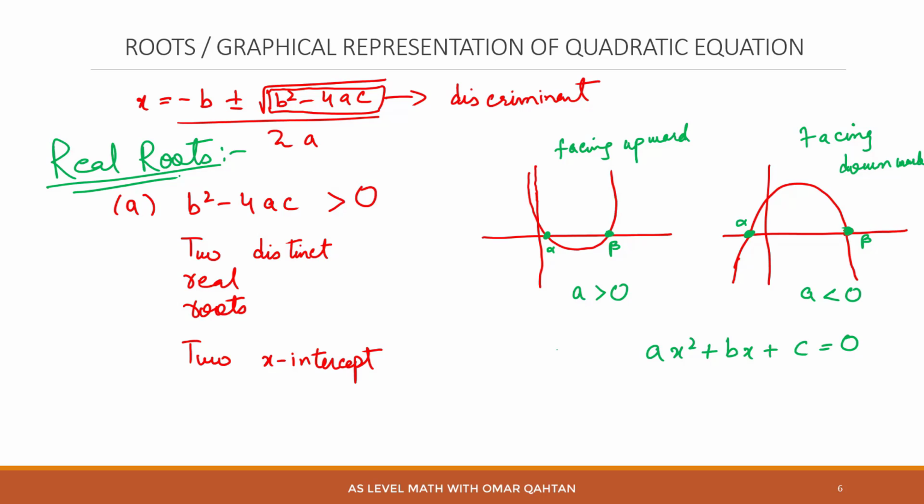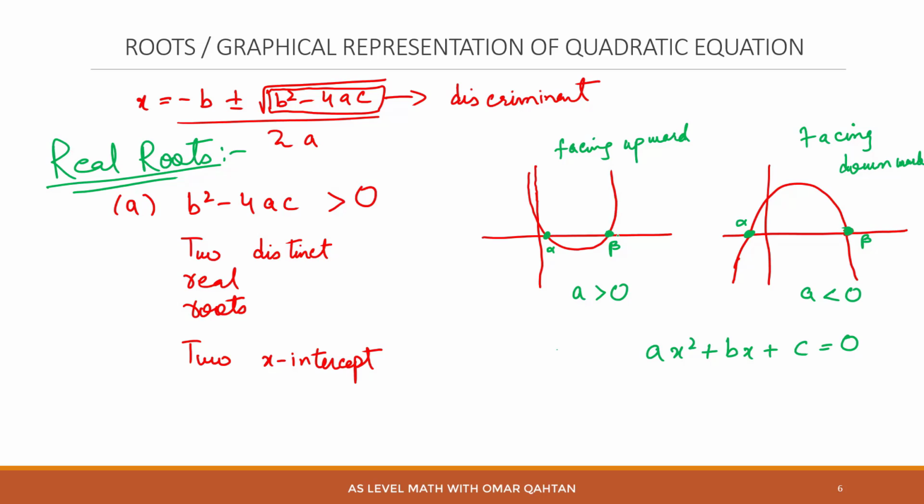If our discriminant has this value, b square minus 4ac, you substitute the values of a, b and c from the equation, and if you find your answer is greater than 0, then it means that this equation will give you two distinct real roots, and definitely you would have two x-intercepts that you could see here, that is alpha and beta.